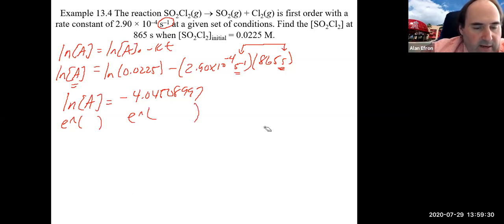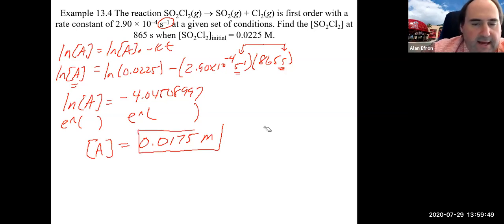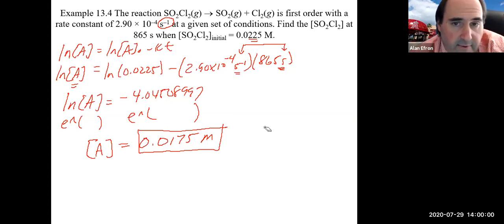And when we do that on the left-hand side, that just becomes A. And if we do that on the other side there, 0.0175, and that would be molarity as it is a concentration. And we're good because it did decrease from its initial, which we would expect here in this first order reaction. Any questions on that particular one there?